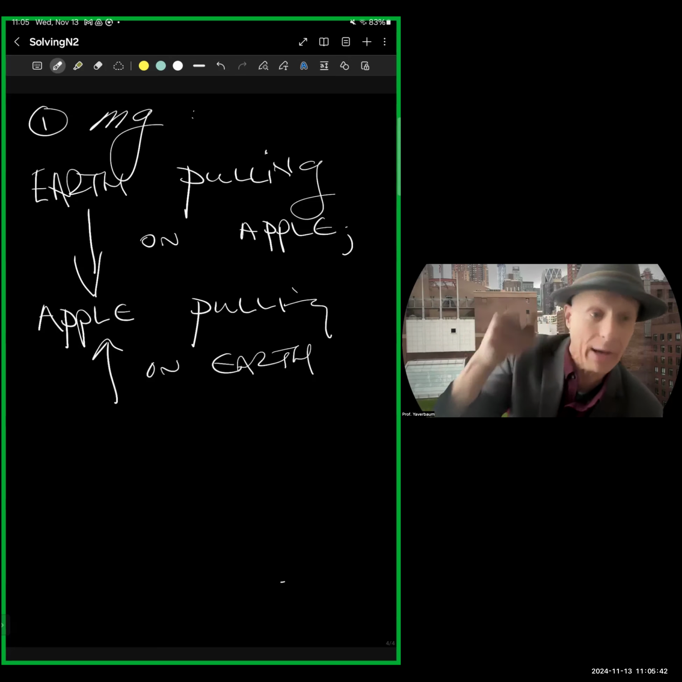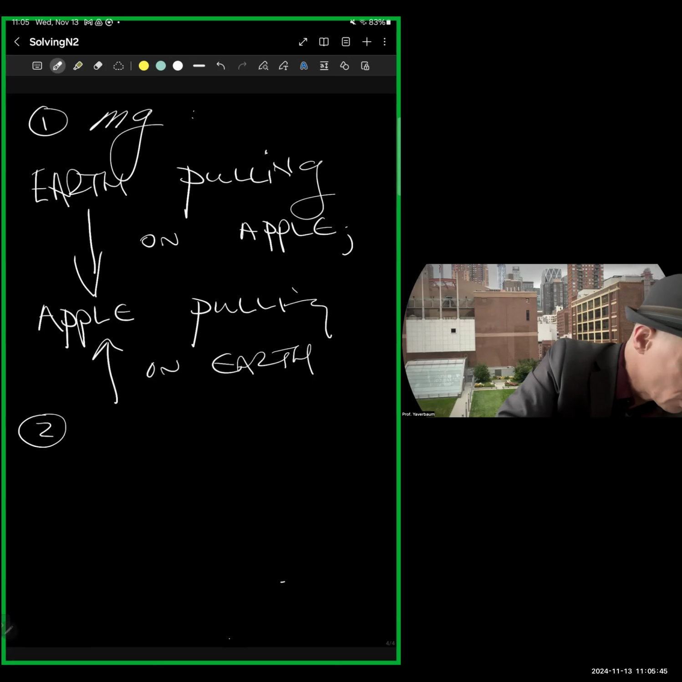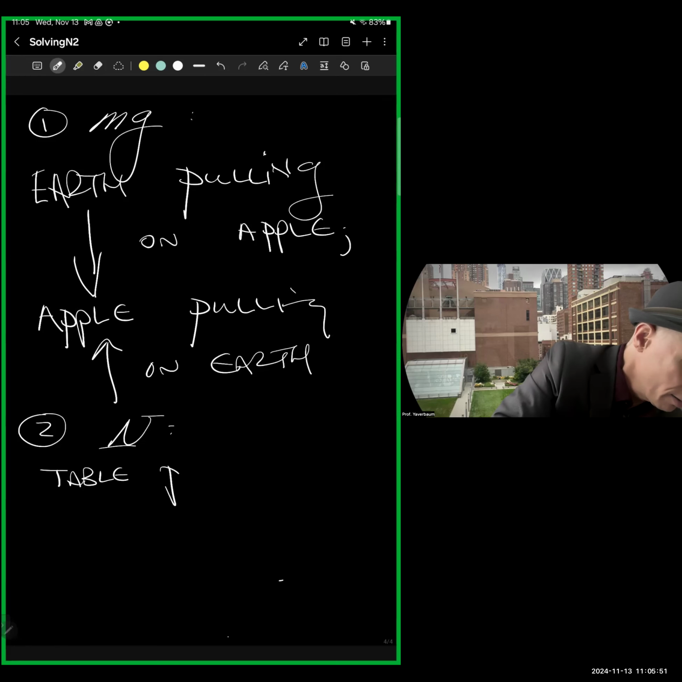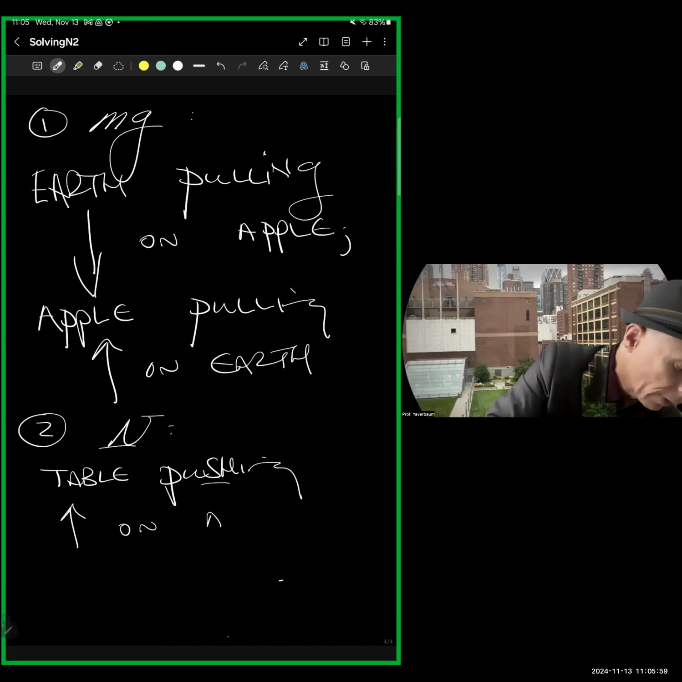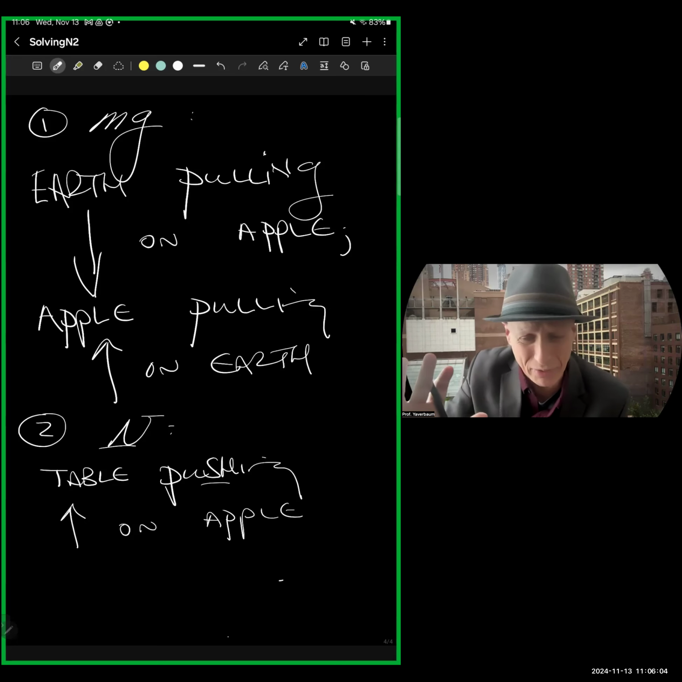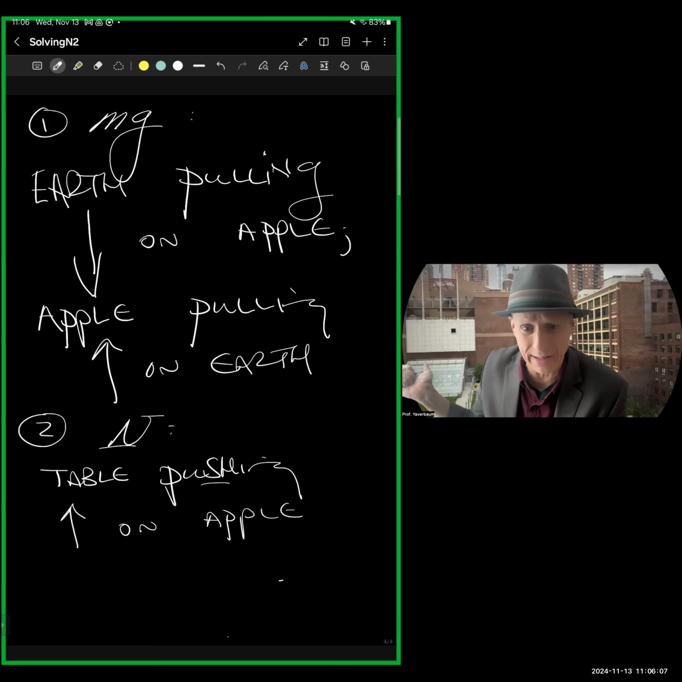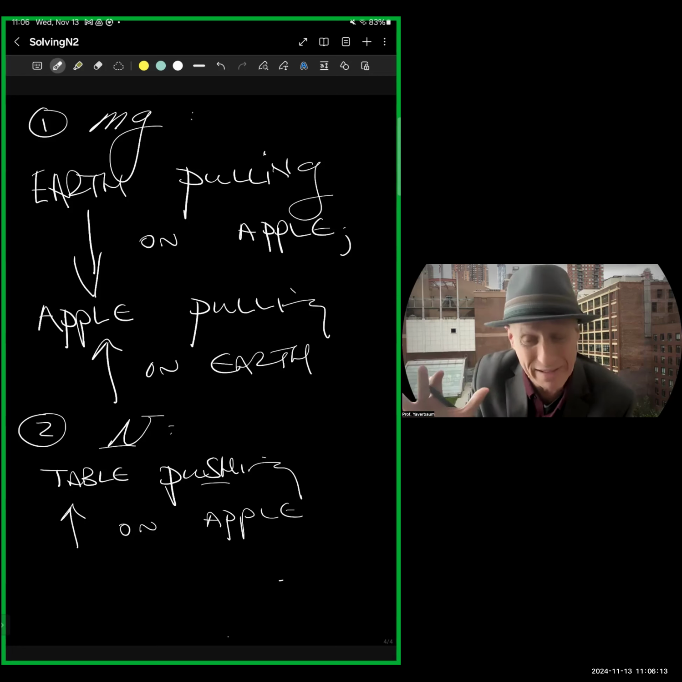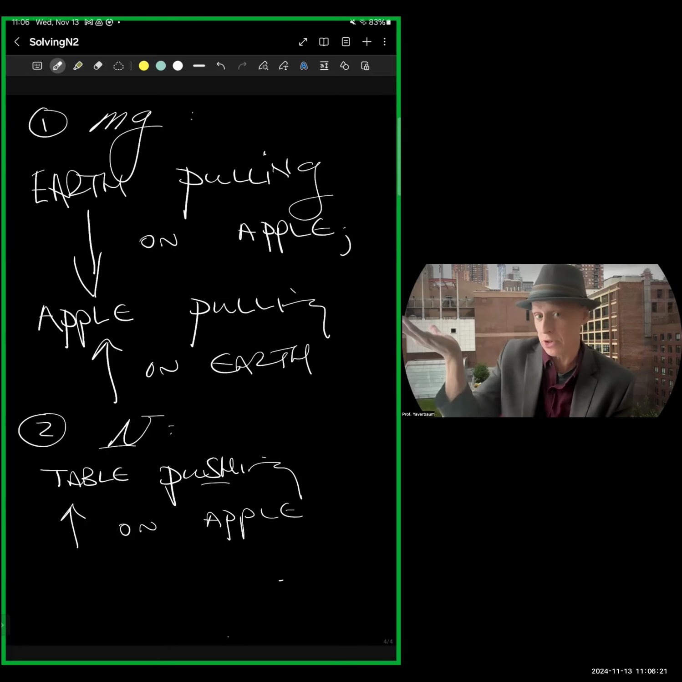The other is this: the normal force means that the table is pushing up on the apple, right? So this is a totally different thing. The table just happens to be pushing on the apple, not because of a law, not because the earth made it do that. The table didn't have to be there. The apple could have been in free fall. There's no law that says if you're pulled down by the earth, something else has to push you up. If that were the case, nothing would ever move at all. What we're saying is, there happens to be this table pushing up on the apple.